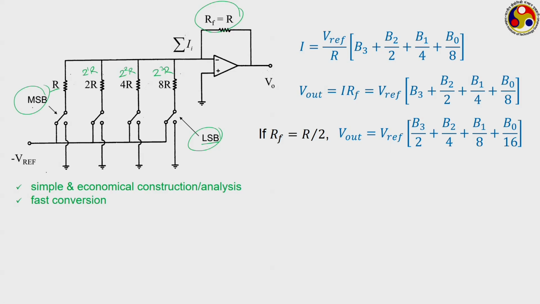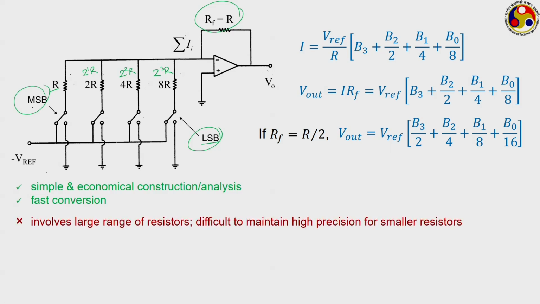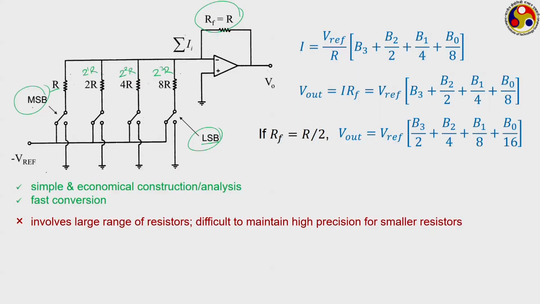So, it is very fast. But it involves a large number of registers, particularly when we are dealing with a higher bit one, then it is quite difficult to maintain the precision and accuracy level and also the stability of the lower registers. Suppose you are dealing with a 16-bit converter, then if the one associated with the most significant bit is R, the one associated with the least significant bit is 2 to the power 15 times this R, which is a humongous value.